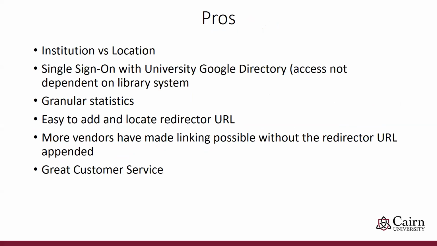And I'm going to go through the pros now and then share screenshots that exemplify the pros of why we really like Open Athens. The first part is Open Athens is institution-based, not location-based. So it really doesn't matter the IP address of where they're coming in from. If they're from Cairn, they can get onto the databases, which is a huge plus. The single sign-on actually works really well with our University Google Active Directory. So we don't touch the library system when they're going into the databases.